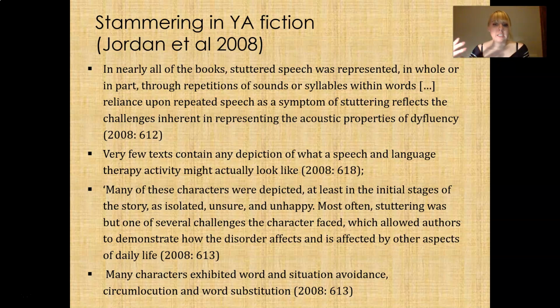And they found that many characters who are represented as having stammers exhibit word and situation avoidance, which we know from the last slide is an accurate representation of a stammer. Circumlocution, so finding a longer way around saying something, often to avoid a particular word. And word substitution, which is again a practice quite commonly used in speech and language therapy to treat stammers, where if there are particular sounds or words that people struggle with, they will find a substitution. In particular, if it's a common word that people are going to be asked to use a lot, it makes a lot more sense to just avoid that word and substitute a different one.